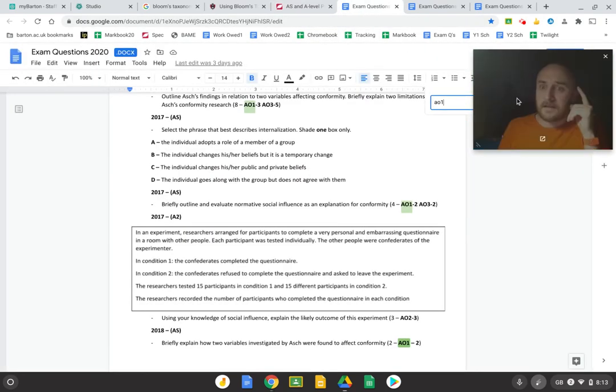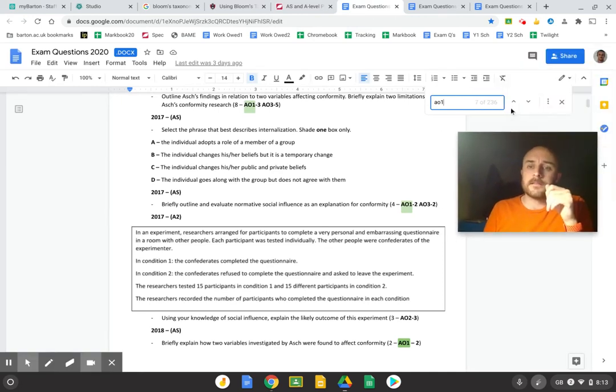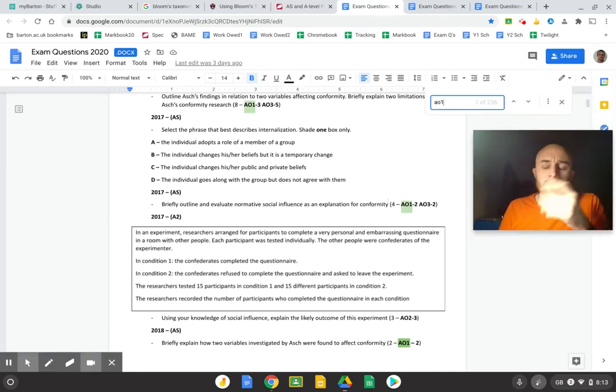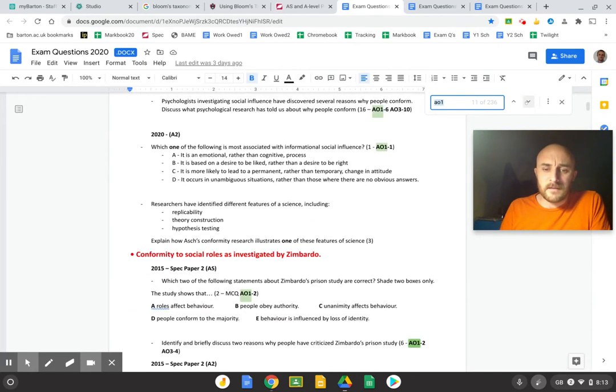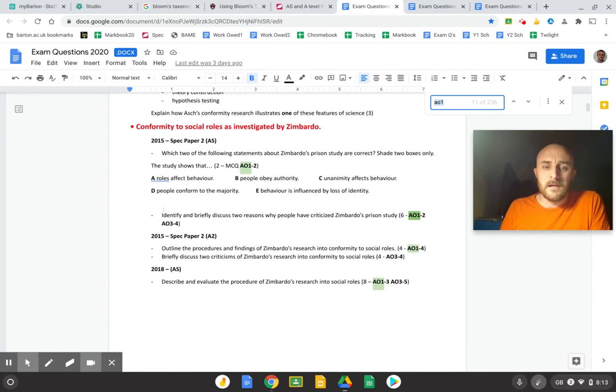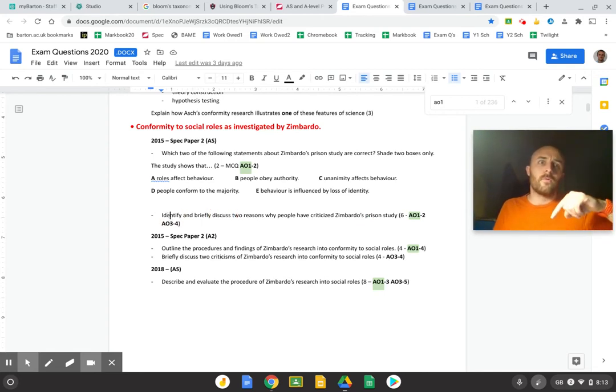So if you take a look at this document, which I know my students have, I don't know if other students will, if I were to just type in AO1, this is giving me a few questions, but I'm going to look for something that's giving me just AO1. So if we have a look here, for example, this question here is: identify and briefly discuss 2 reasons why people have criticized invited research. Well, the discuss bit here is AO3. So this question is not entirely AO1. It's just the identify.